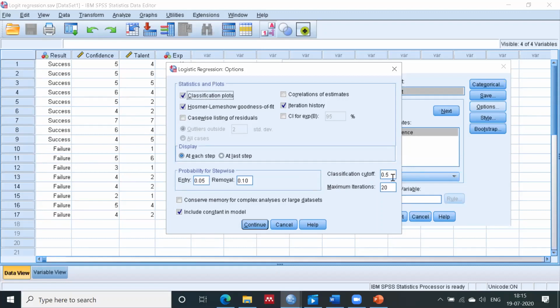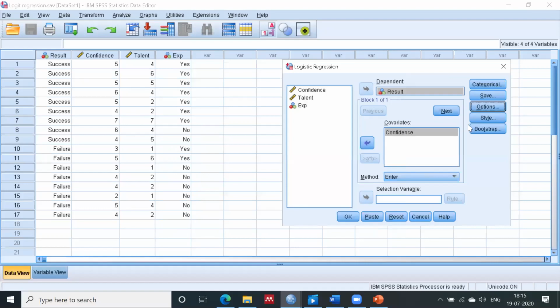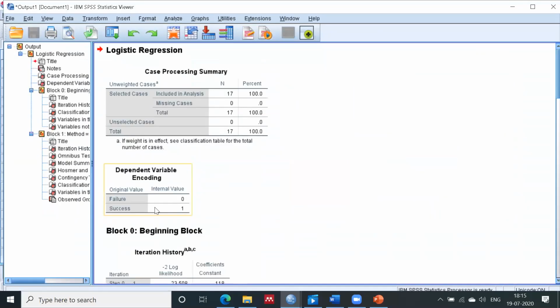You can change it as per your requirement. Like if you want 40% as a failure: if someone has scored 40%, then you can consider it as a failure, and someone who has scored above 40%, then you can consider it as a success. So I just keep it as 50% because there are two, right? So I just make it 50%. Continue, nothing to do, and okay.